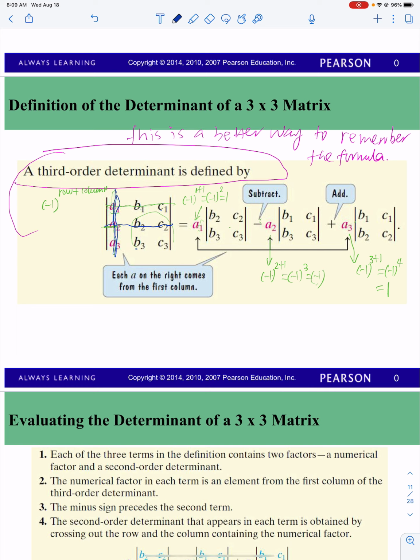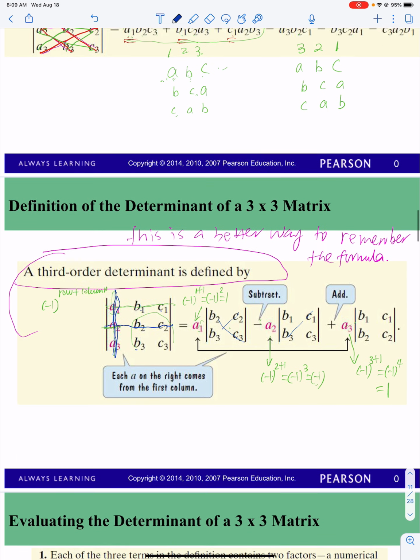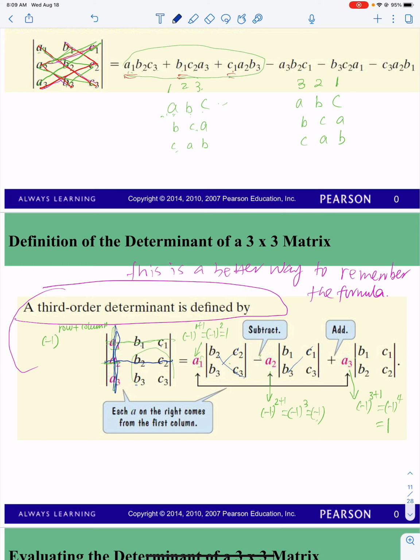The determinant 2 by 2 is easy. It is B2, C3 minus what? B3, C2. B1, C3 minus what? B3, C1. B1, C2 minus what? B2, C1. Okay, so it's easy, but this one is pretty easy too.